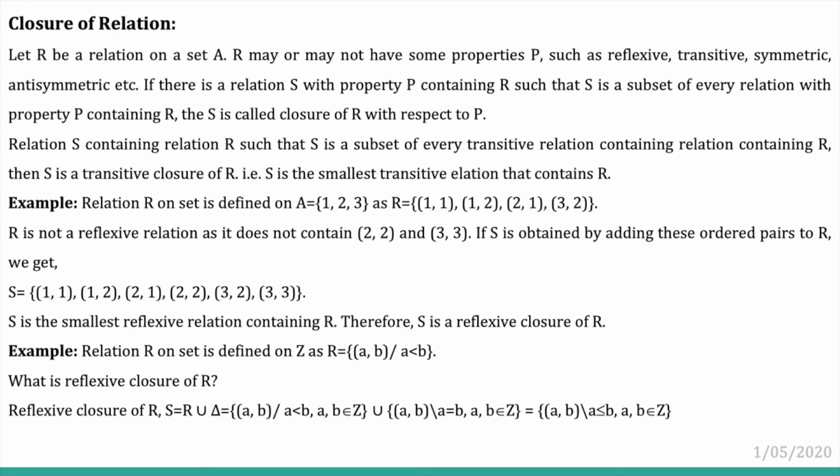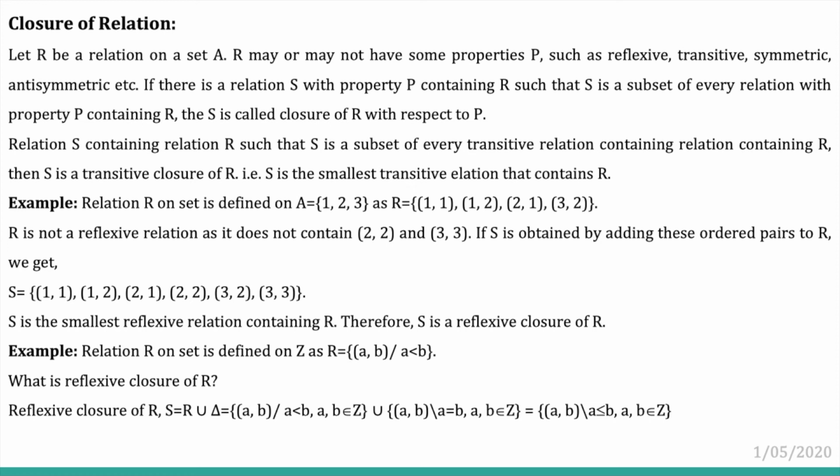Now let's see what a closure of a relation is. Let's say relation R is defined over a set A. R may not contain some properties such as being reflexive, transitive, etc. Now suppose there is another relation S which contains relation R and has a property P. Moreover, S is a minimal relation which contains relation R and has property P. In other words, S is a subset of any relation which contains relation R and has property P. Such a smallest relation which contains relation R and has property P is called the closure of relation R with respect to that property P.